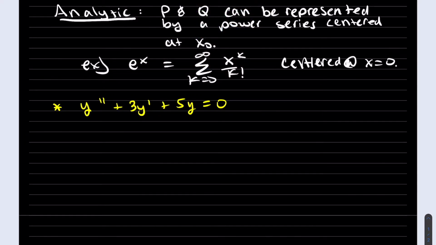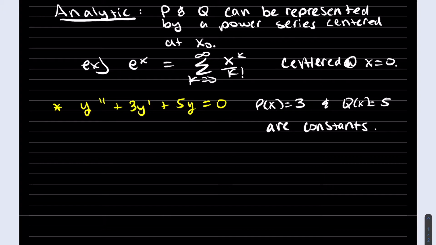So in this second order differential equation, our p of x is equal to 3 and our q of x is equal to 5. These are constants. And so this function has no singular points.